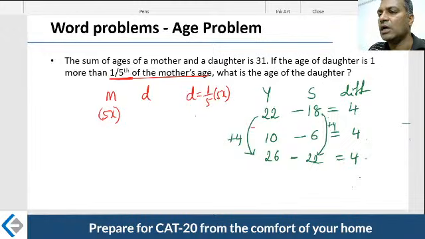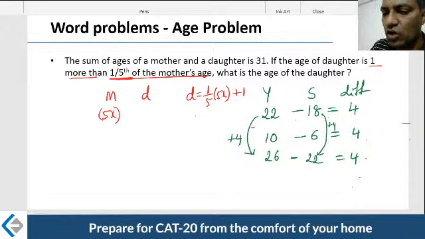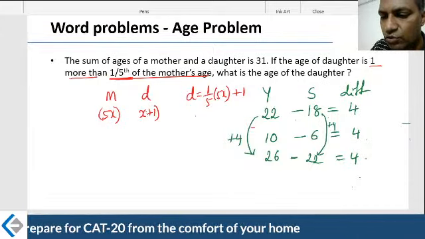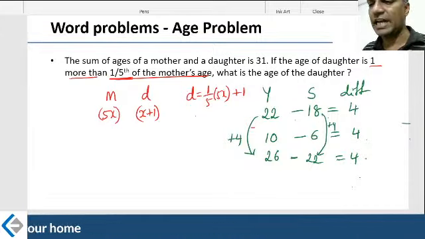Fair enough. And the daughter is 1 year more than. 1 year more than means plus 1. It's a lot easier. Therefore, you will say that the daughter's age is nothing but x plus 1 years.